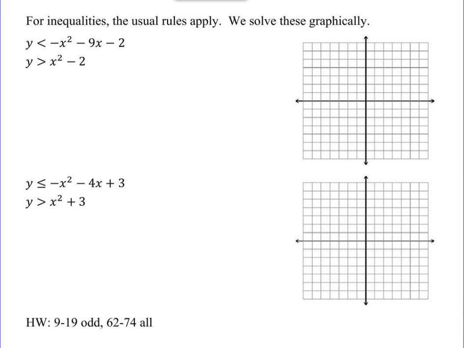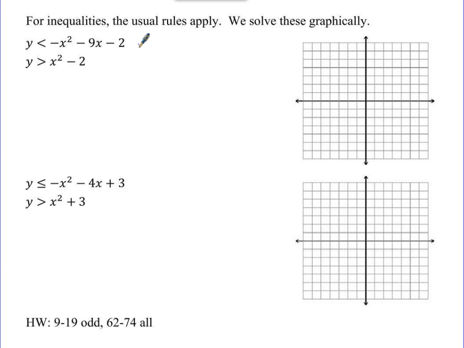So, take a look at this first one. Y is less than negative x squared minus 9x minus 2. What is that parabola doing? It opens down, and when we graph this, it will be shaded below, and it will be dotted. Yeah. So with inequalities, we have to remember we're going to have dotted or solid, and we're going to have shading above or below. Okay? Otherwise, you graph it exactly like you normally would.